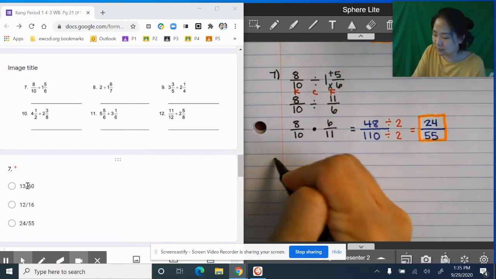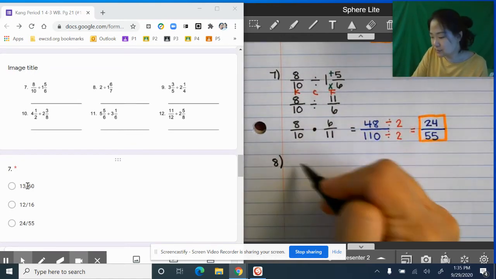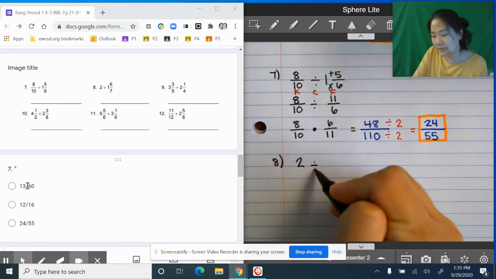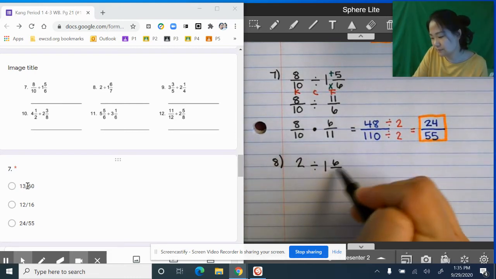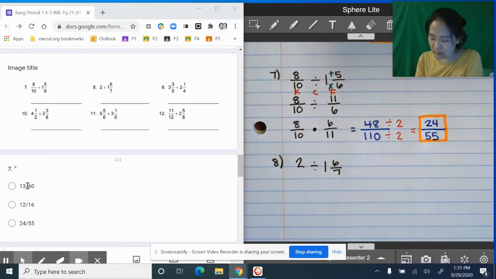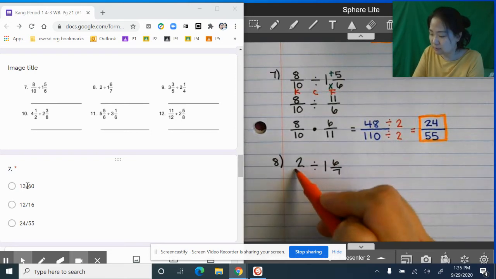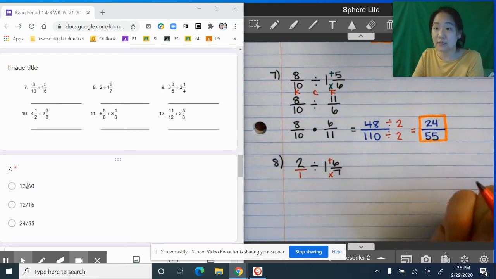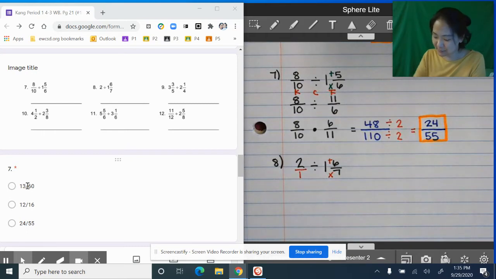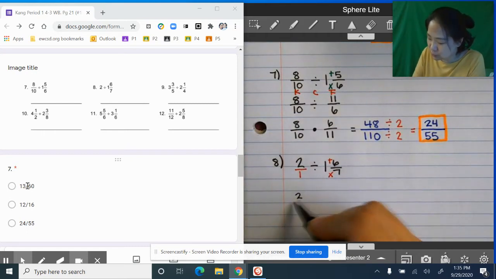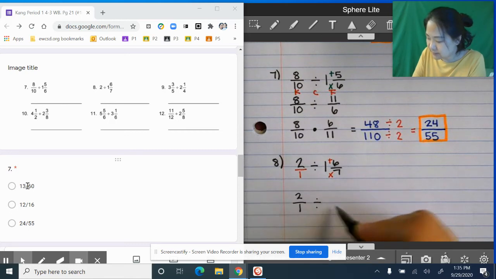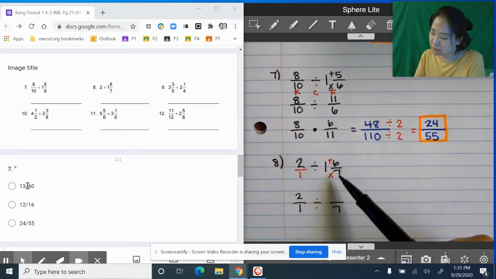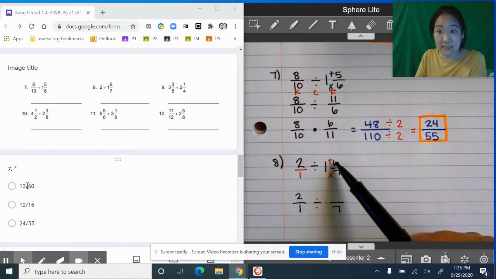I'm going to do another one, number 8. This one says 2 divided by 1 and 6/7. So you have to do two things. First, you need to turn this whole number into an improper fraction by simply putting it over 1. But you also need to do around the world here to write this mixed number as an improper fraction. So when you rewrite it, this is what it looks like: 2 over 1 divided by, denominator 7. Your numerator is going to be 7 plus 6, so 13.